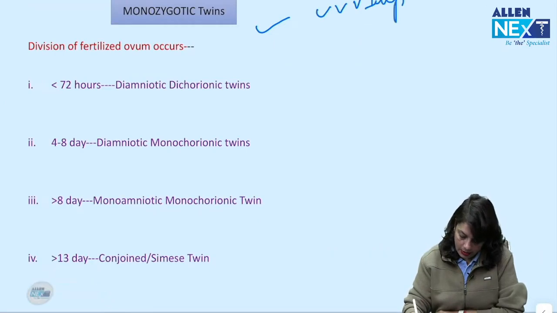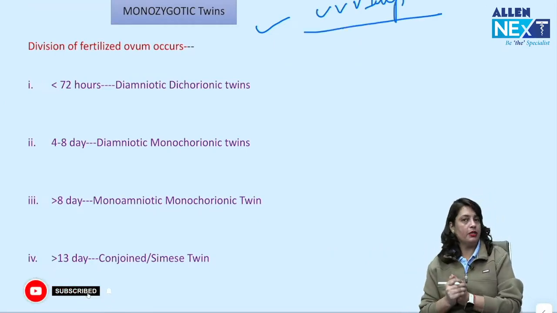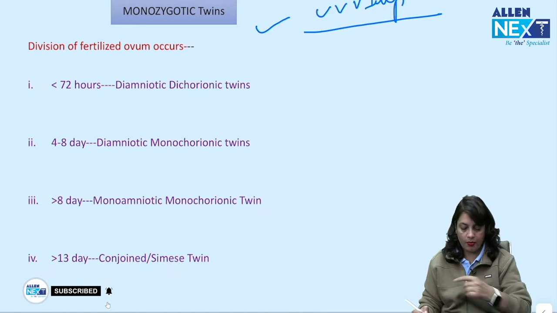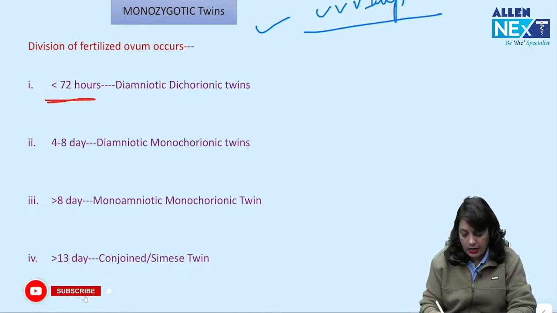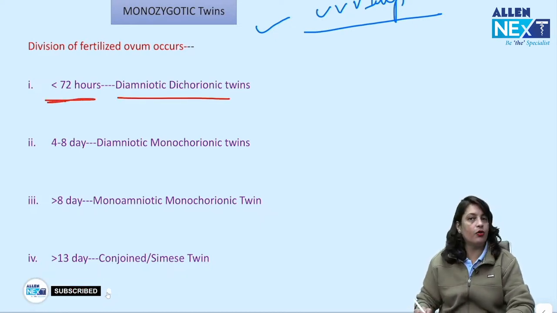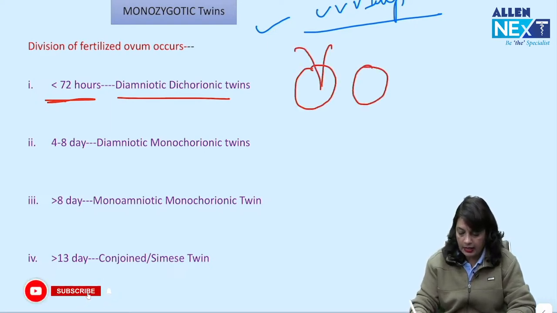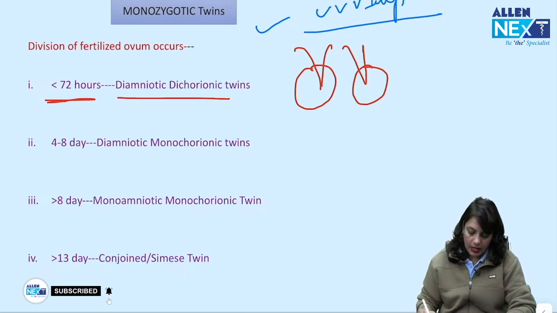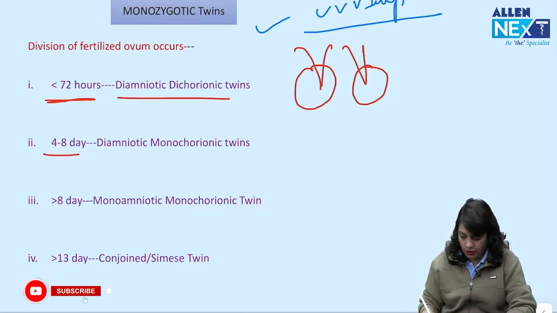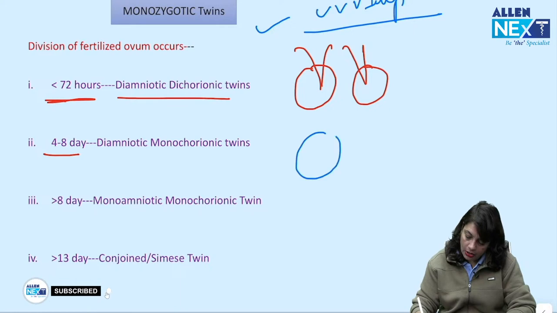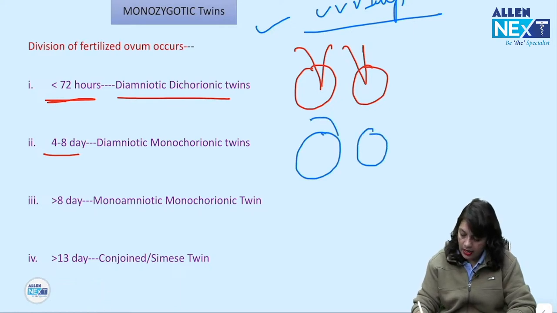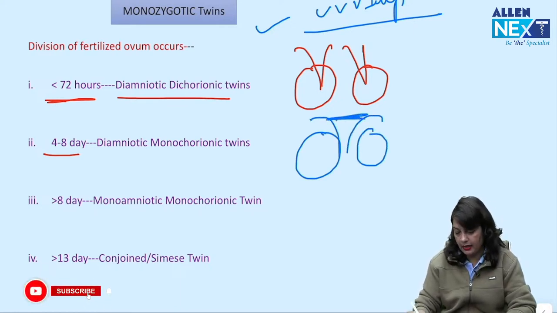Okay. Next, very important, the types of monozygotic twins. If the division of fertilized ovum occurs within 72 hours, it is diamniotic dichorionic. That means two amniotic cavities and they have separate placentas. If the division occurs between the 4th and 8th day of fertilization, two amniotic cavities and there is a single placenta.